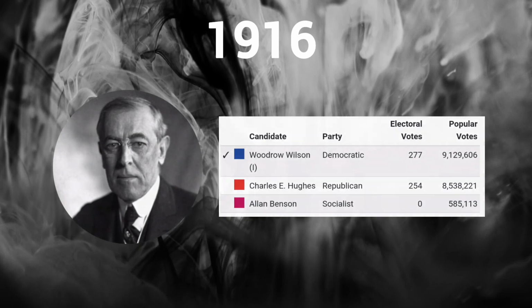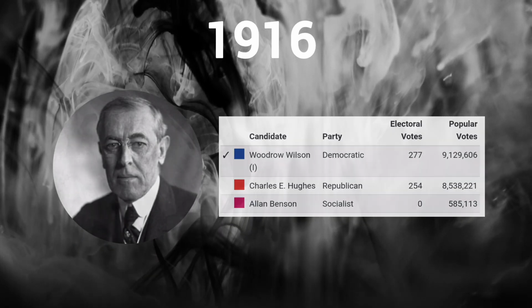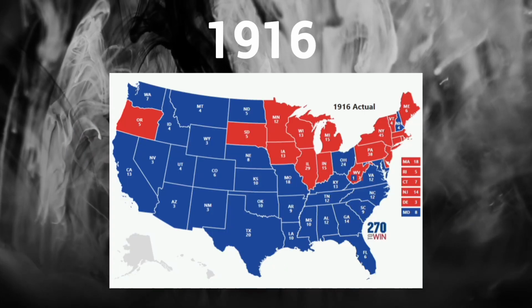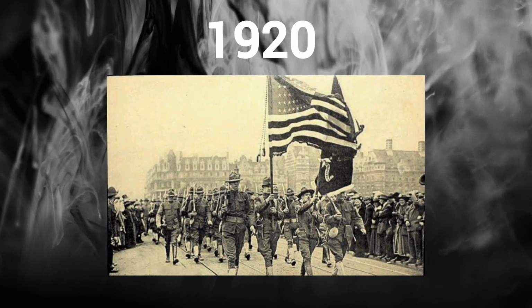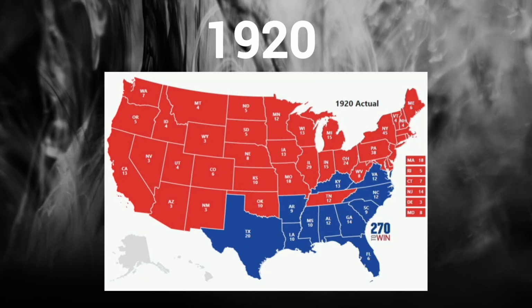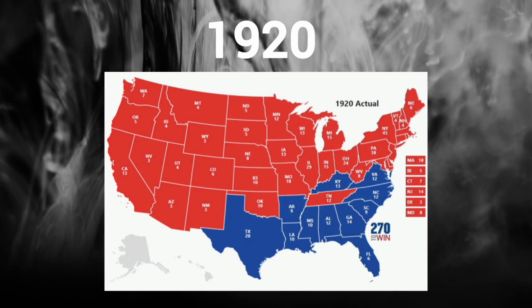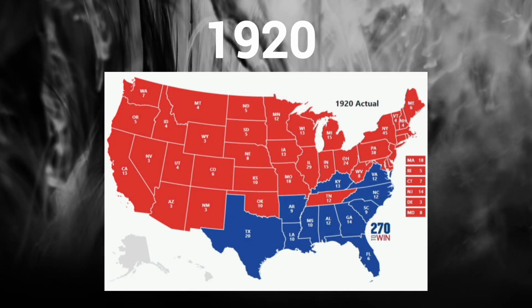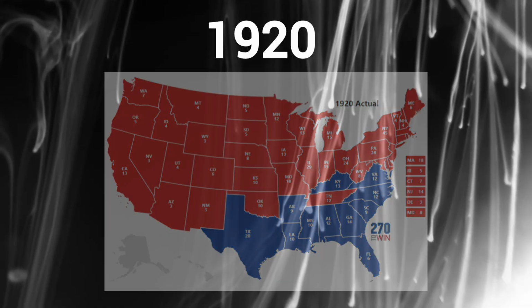In the next election, Woodrow Wilson took his second term with 277 votes. The United States presidential election of 1920 was dominated by the aftermath of World War I and the hostile reaction to Woodrow Wilson, the Democratic president. The wartime boom had collapsed. Politicians were arguing over peace treaties and the question of America's entry into the League of Nations.